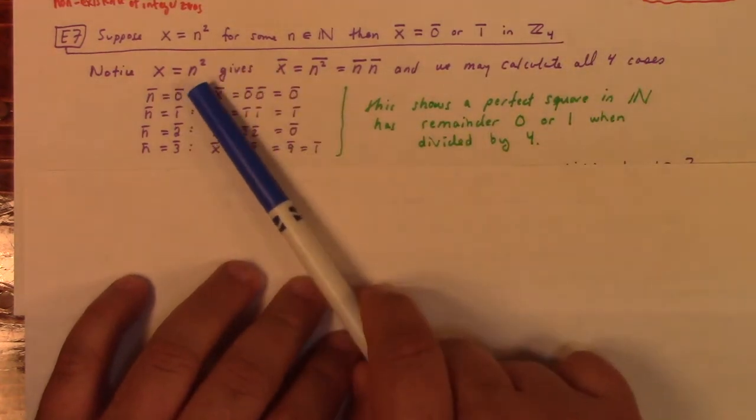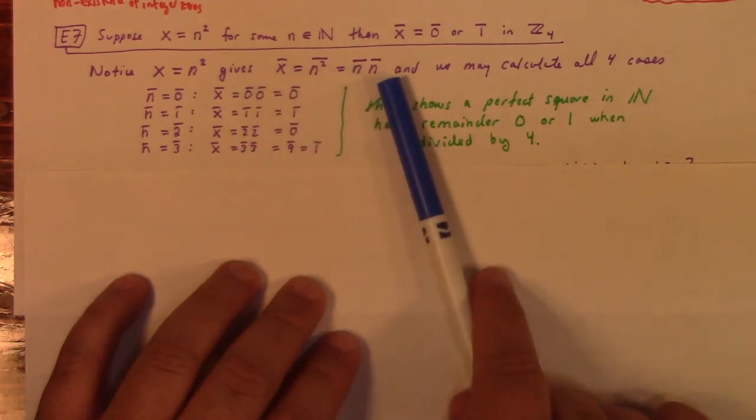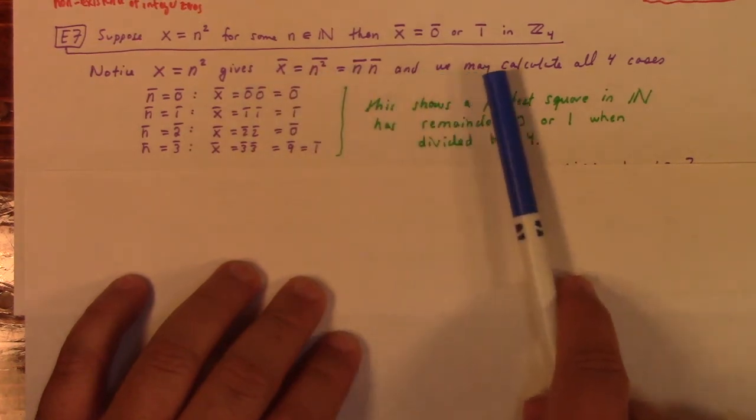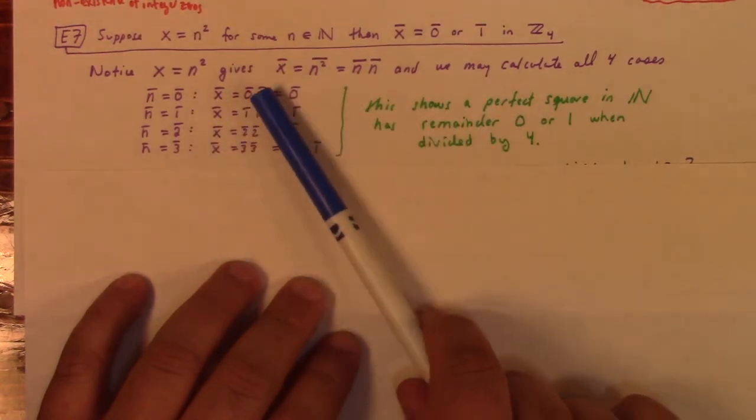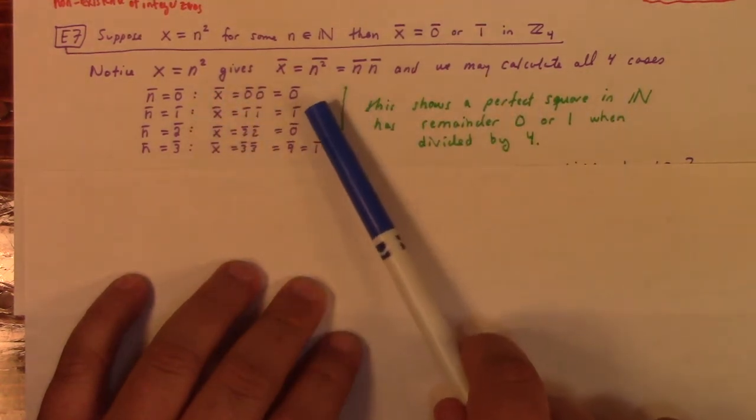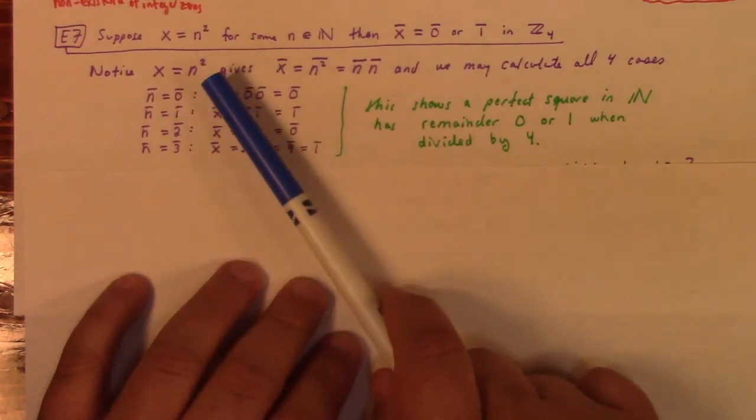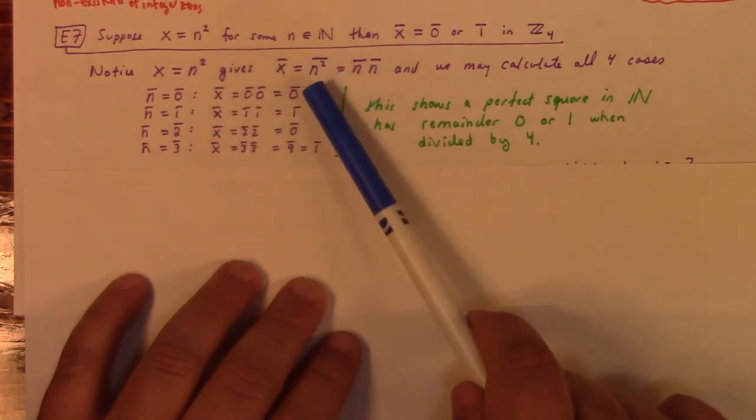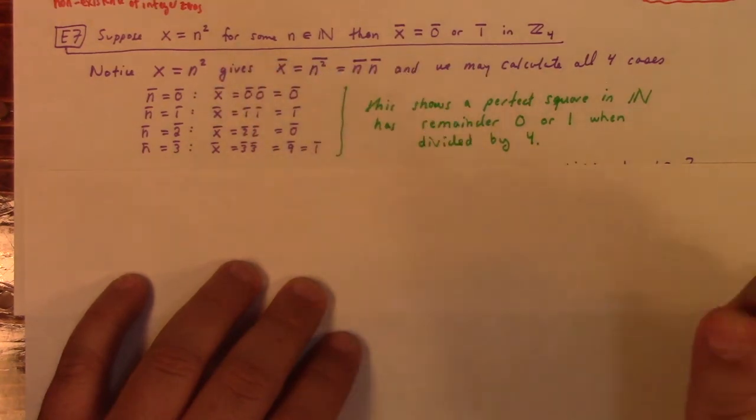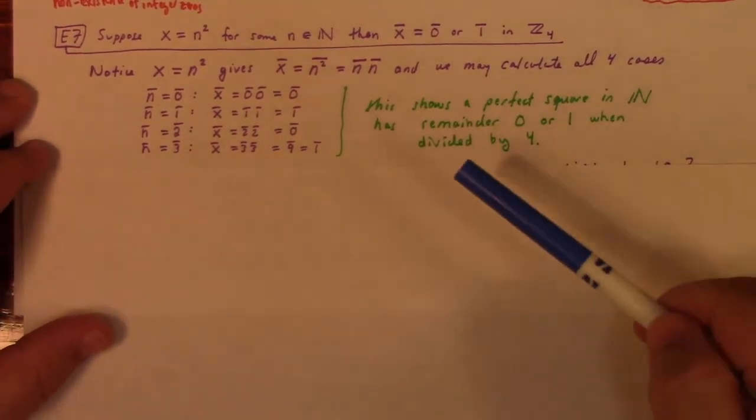If we have x equals n squared, that means x bar is n bar squared, right? And so in Z4, we can calculate that. There's 0 bar, 1 bar, 2 bar, and 3 bar to check. When you plug them in, you get 0 bar, 1 bar, 0 bar, 1 bar. So if we have a perfect square, then division by 4 gives us either 0 or 1. This wasn't too hard to prove earlier, but this is easier.